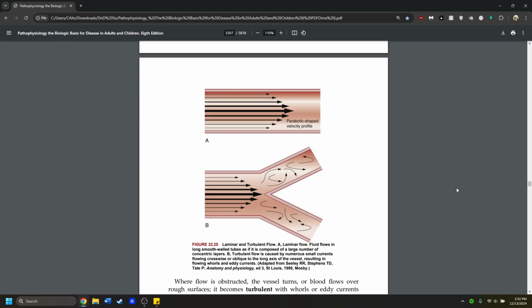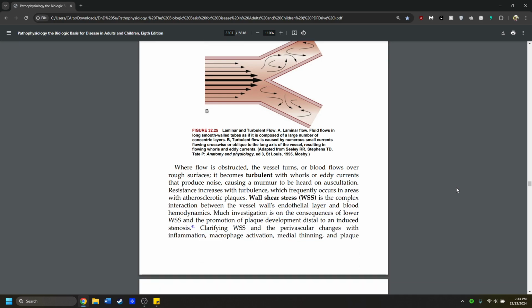So we're taking a couple of pictures here of a parabolic shaped velocity profile and how there is a laminar flow on one side and a turbulent flow on the other. Where flow is obstructed, the vessel turns, or blood flows over rough surfaces, it becomes turbulent, with whirls or eddy currents that produce noise, causing a murmur to be heard on auscultation. Resistance increases with turbulence, which frequently occurs in areas with atherosclerotic plaque.